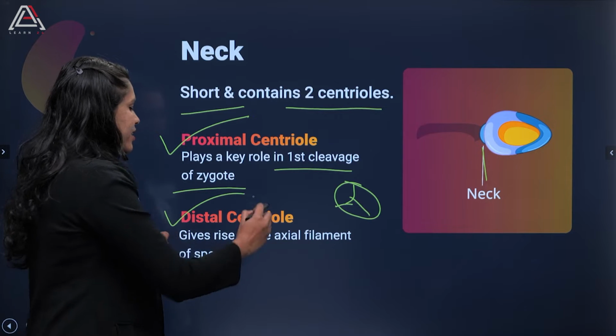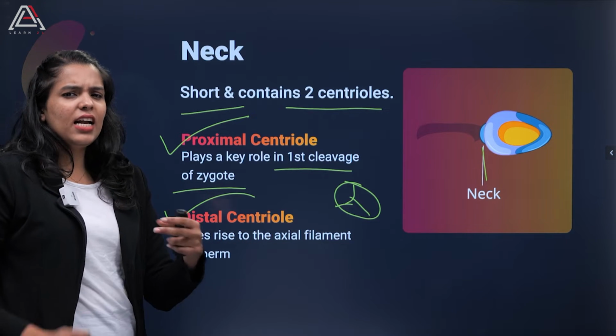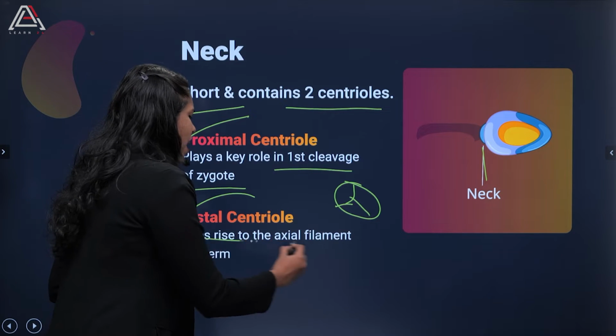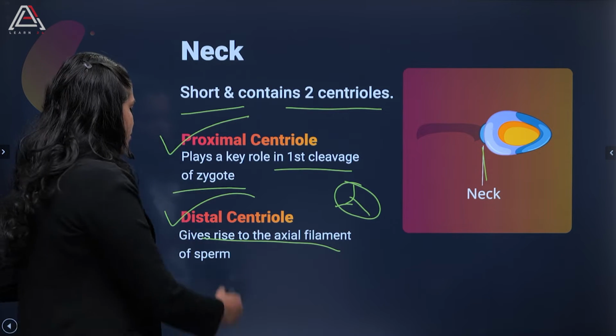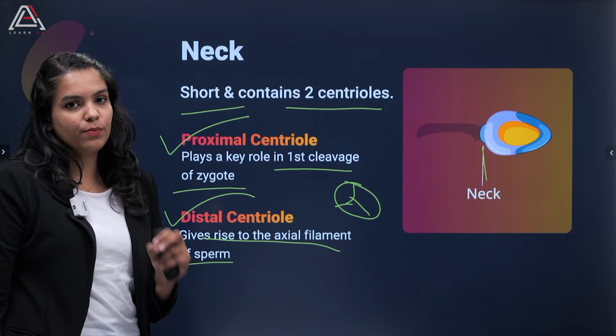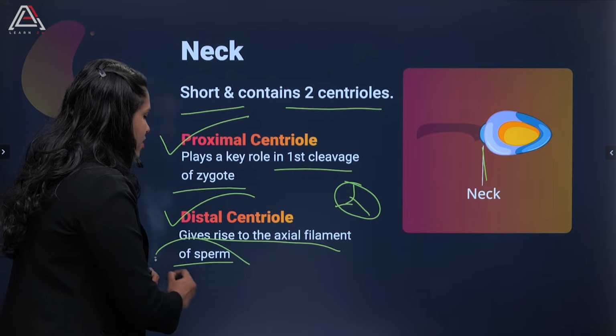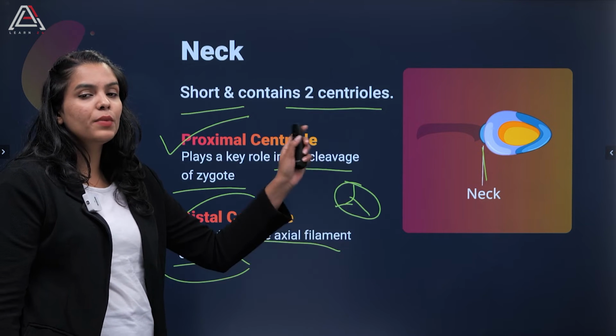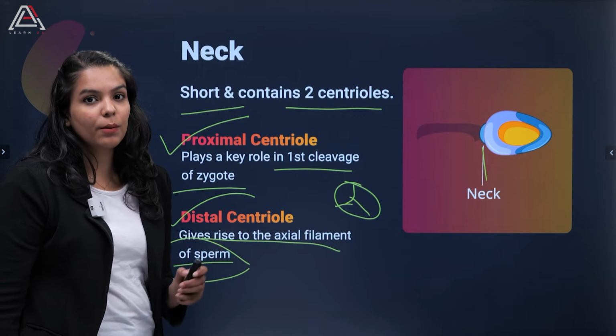Talking about the second centriole, the distal centriole, it doesn't have that much function, but it gives rise to the axial filament of the sperm. That is the part where the mitochondria is present. So it is giving rise to the middle piece of the sperm.